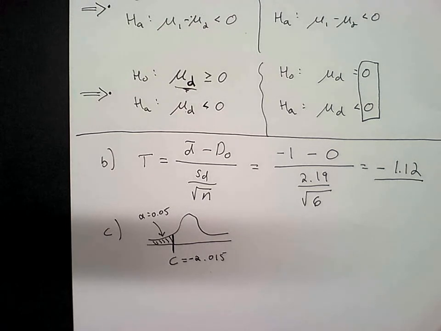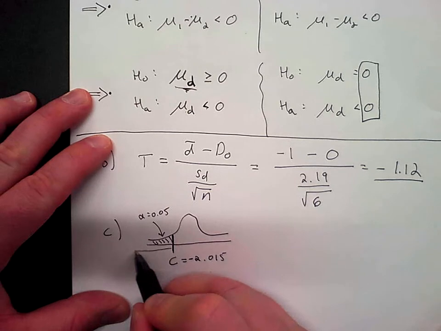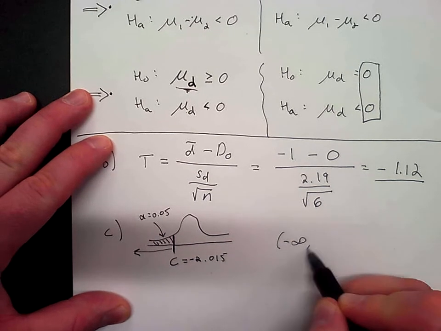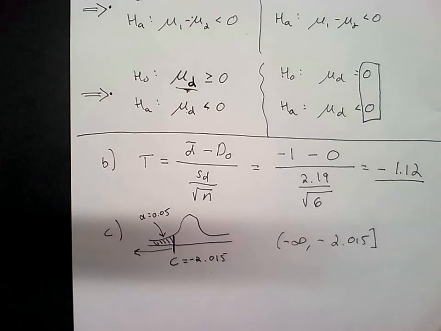All right, but here's the thing. It's asking us for what our rejection region is, but all that we found out so far is where our rejection region begins, which is our critical value. So therefore, our rejection region goes all the way down to negative infinity and up to negative 2.015. So therefore, that's our rejection region. Is everybody good with this being our rejection region? Any questions about this? All right, that's question 3. Let's move on to question number 4.